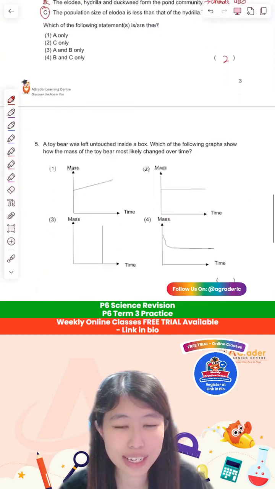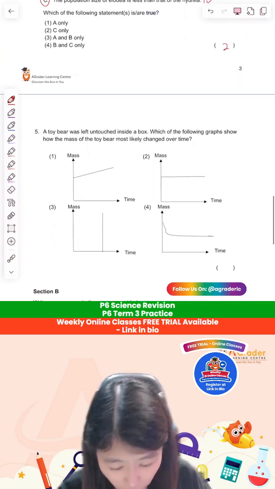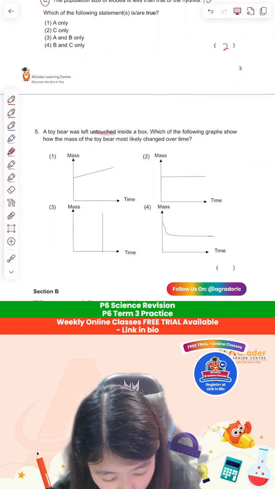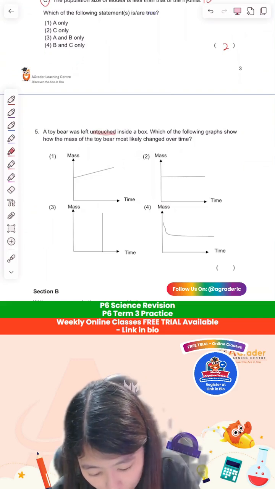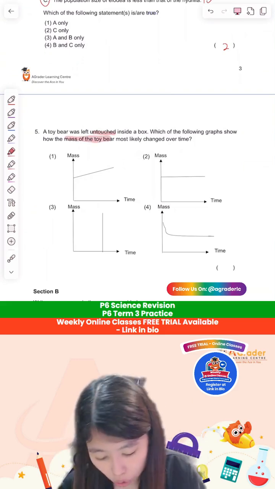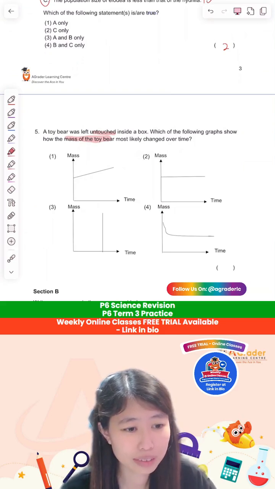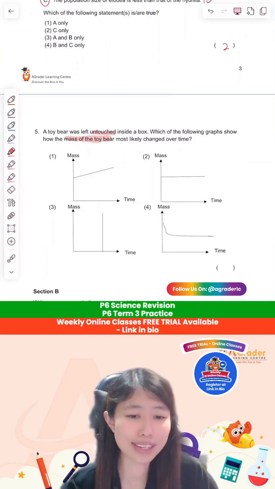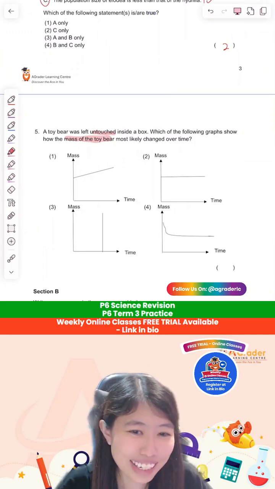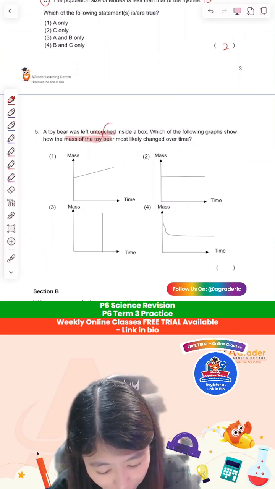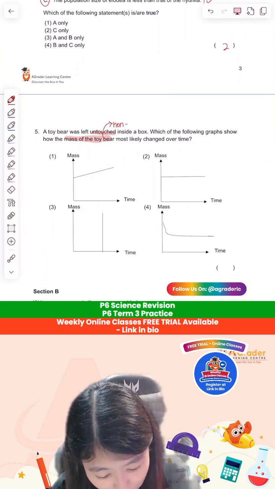Next one, it says here that a toy bear was left untouched inside a box. Which of the following graphs shows how the mass of the toy bear would change over time? Is the toy bear a living thing? This one you should answer straight away. Is the toy bear a living thing? No, right? It is a non-living thing. So if it's a non-living thing, should the mass change?